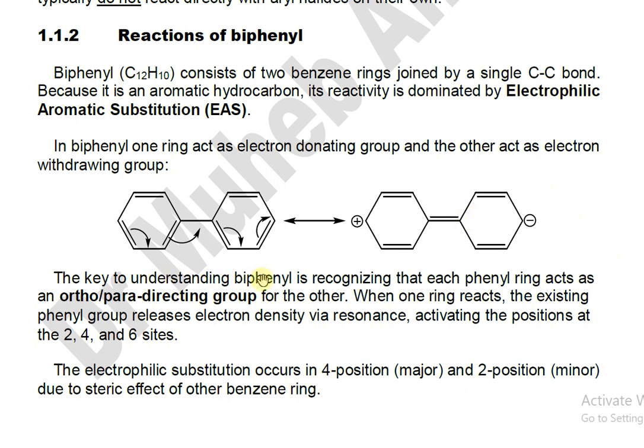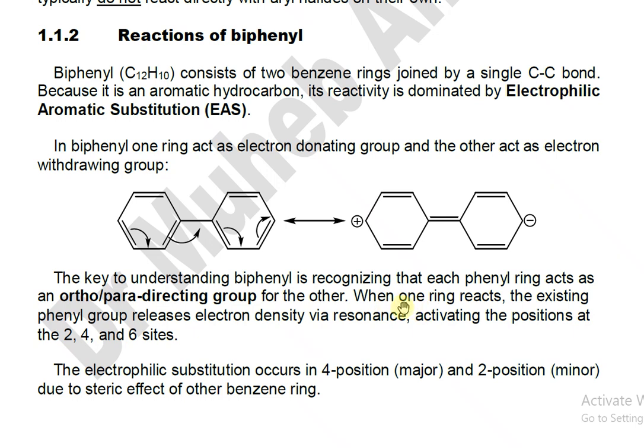The key to understanding biphenyl is to recognize that each phenyl ring acts as an ortho-para directing group. So what is the orientation for this group in this benzene ring? It will be ortho and para. So if the electrophile comes to this position, we say position number 2, this 1, 2, 3, 4, 5, 6, it will be 2, or 4, or 6. The positions for the substitution are 2, 4, 6.